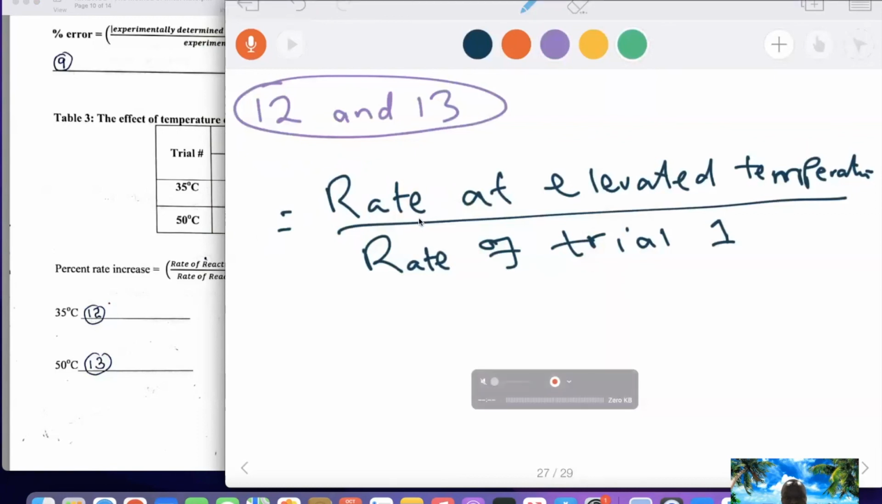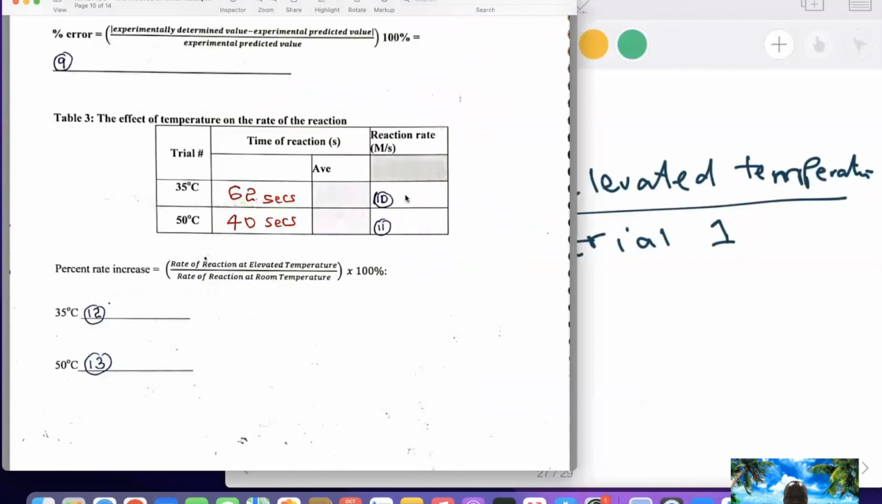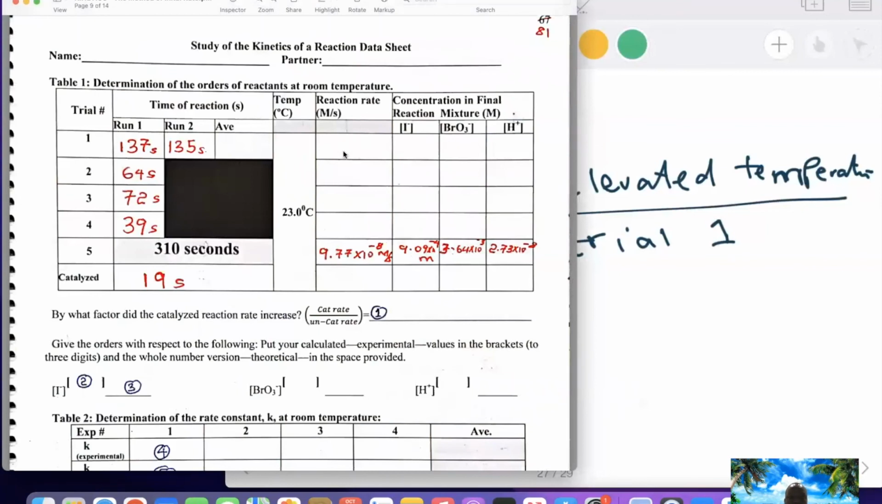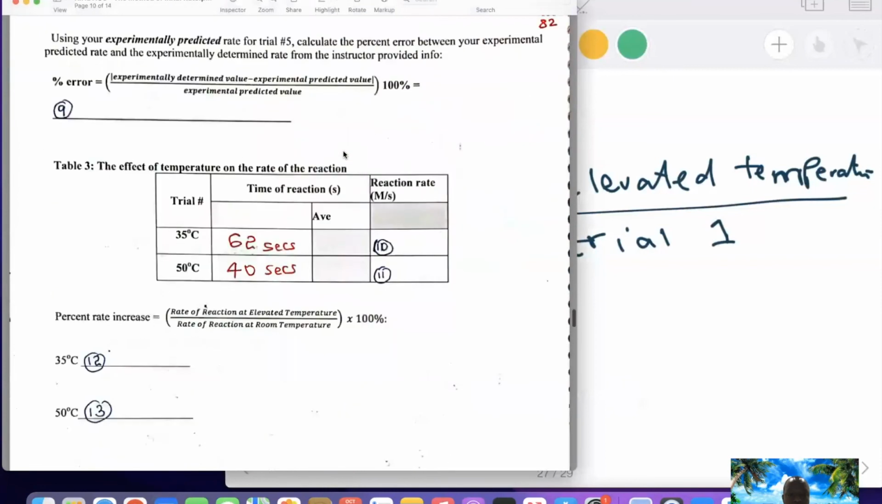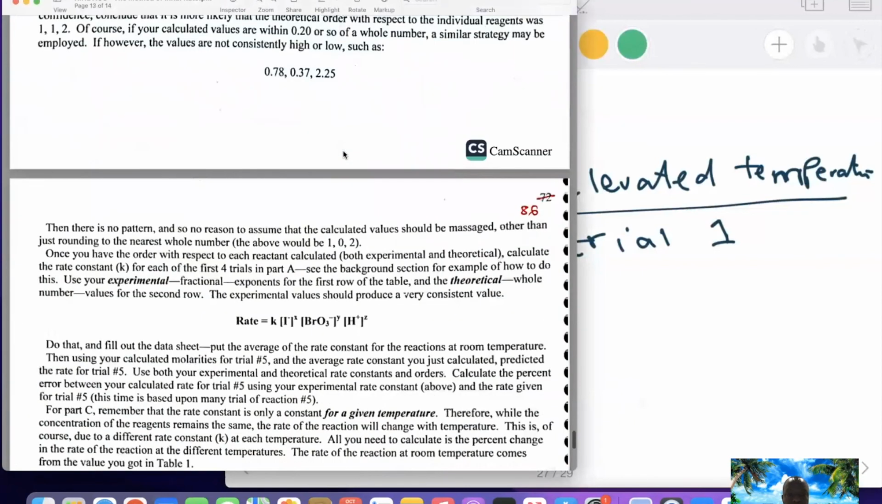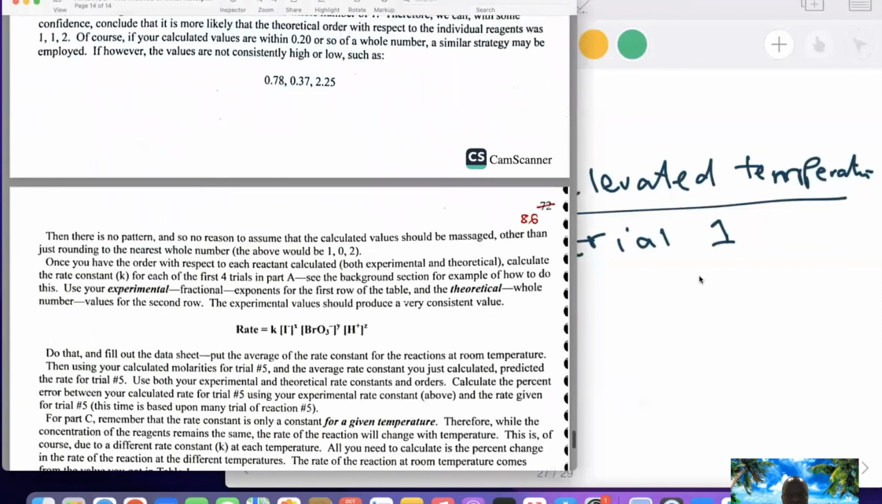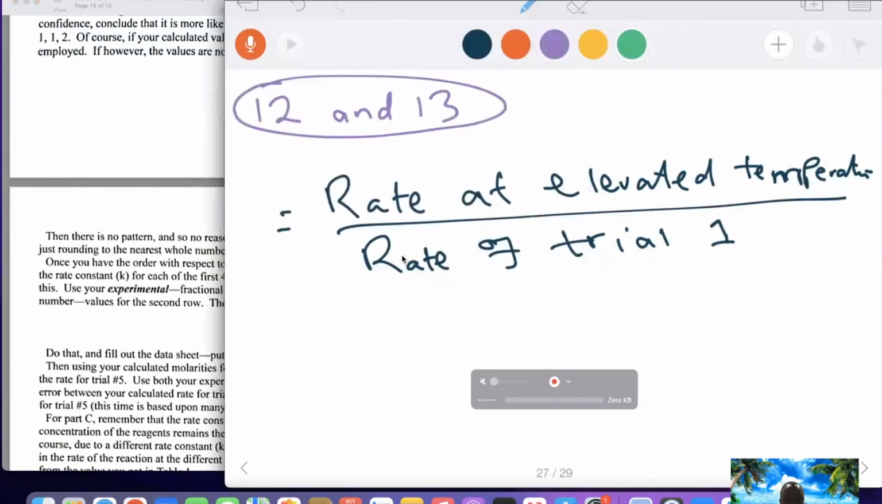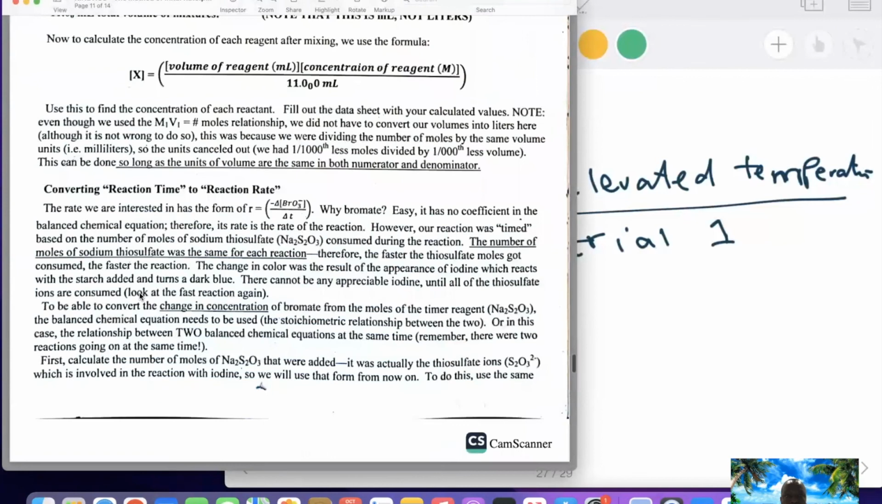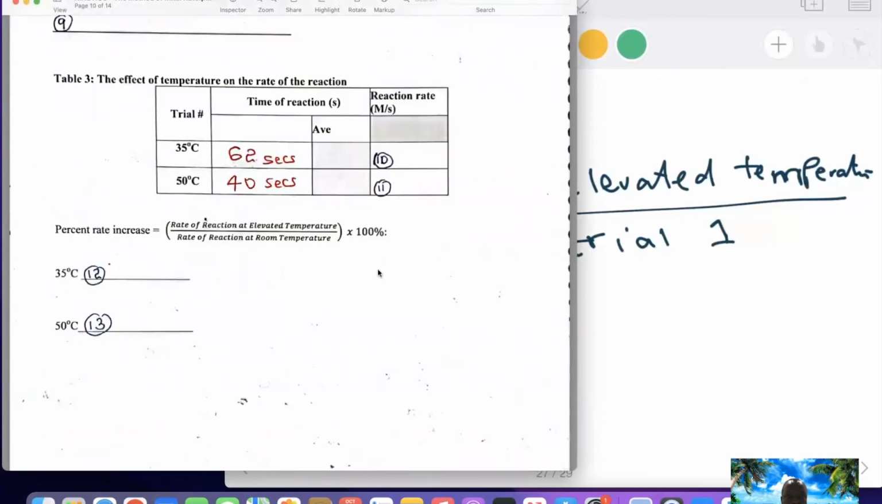For 13, you're going to use the same equation. For 12, same equation. 13, same equation. And you should have rate for trial 1 from the table. This is the rate for elevated temperature, and then the rate for trial 1 is right here. And of course, you want to know the percent, what you're going to fit in there, and have the percent increase. That will complete all the points, multiplied by 100.